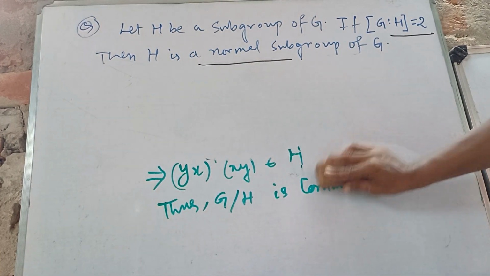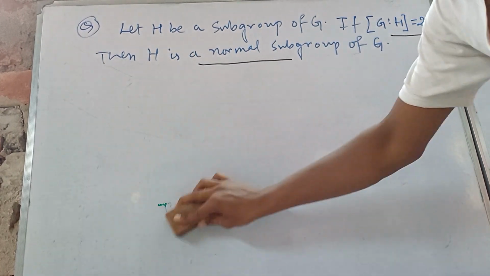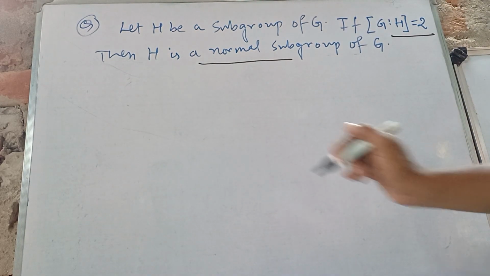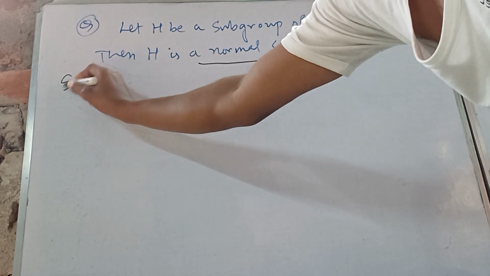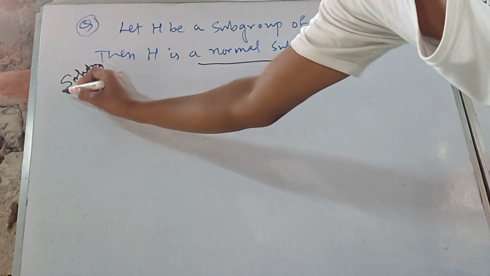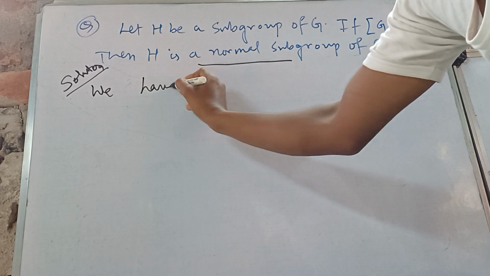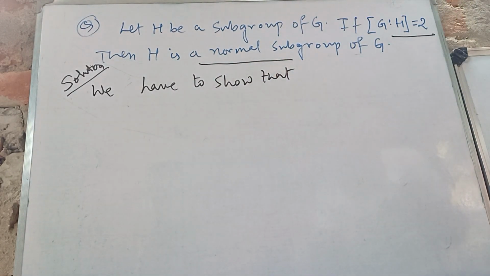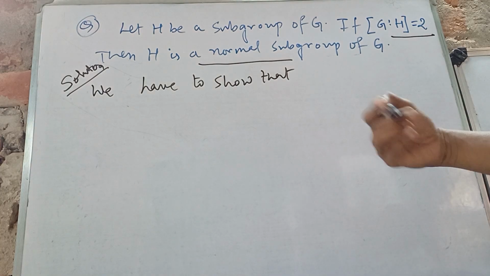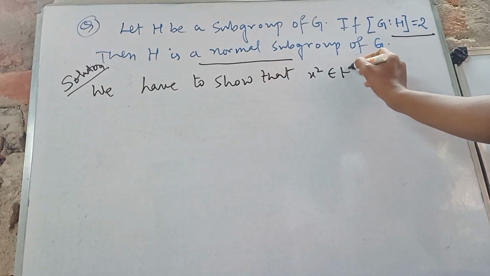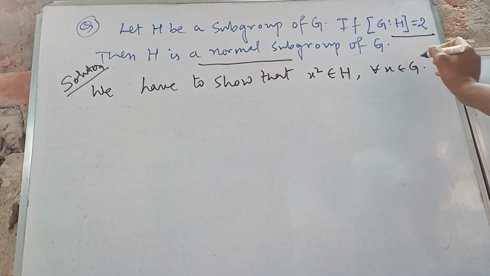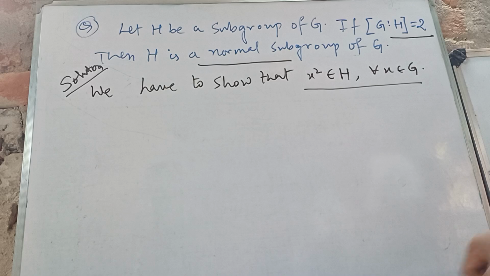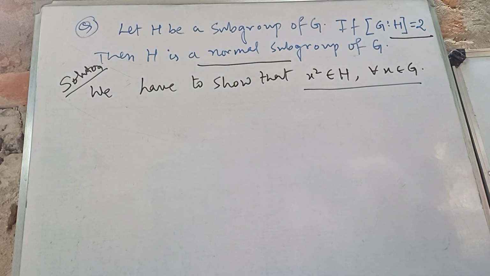Now we have to prove that portion using this problem. So what do we do now? We write here the solution. We have to show that H is a normal subgroup of G. That means we need to show x square belongs to H for all x belongs to G. If we show this, then using this problem we can conclude H is a normal subgroup of G.